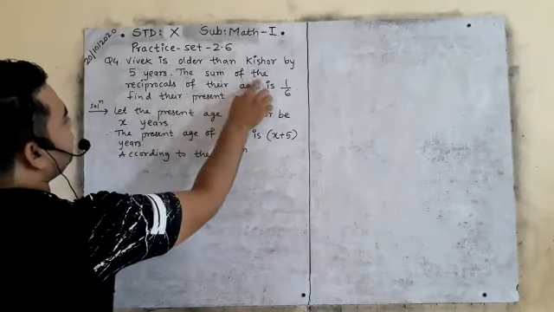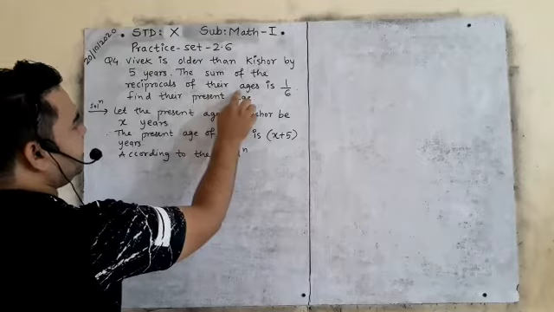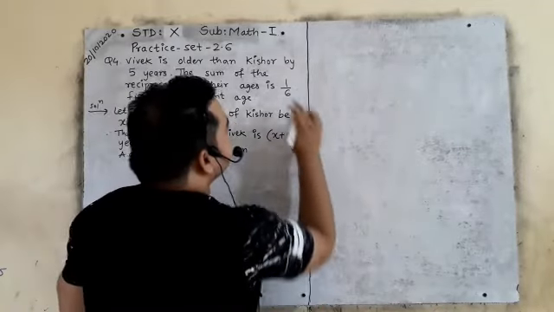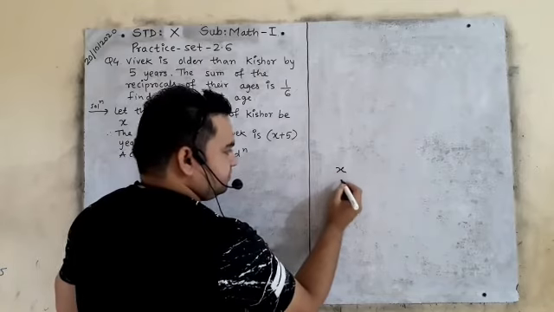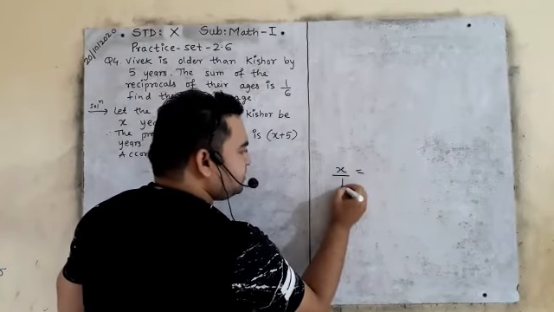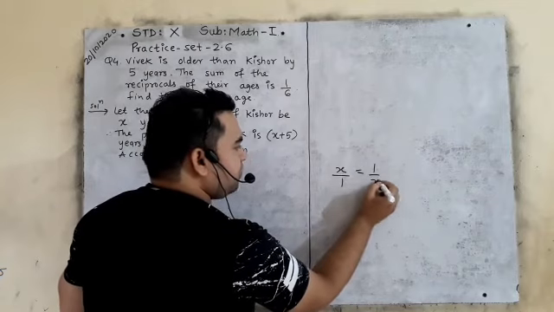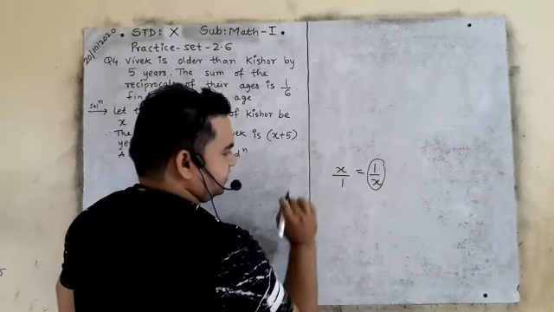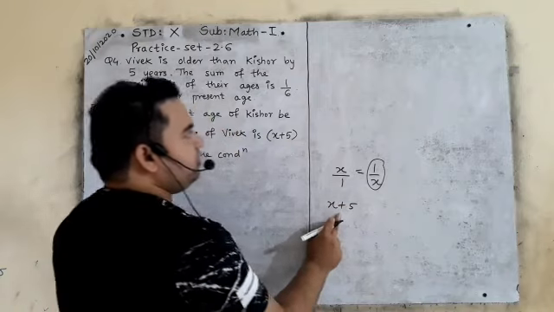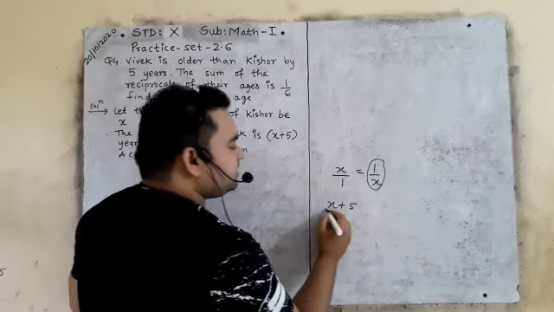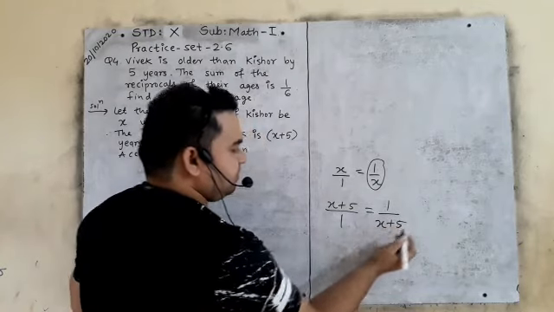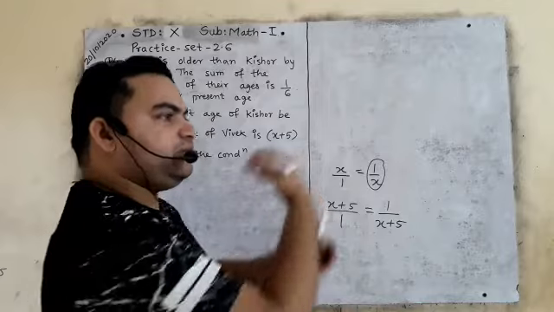Okay, so look at the board. The sum of the reciprocals of their ages. Kishore's age is x. What is the reciprocal of x? It is 1 upon x. Now x plus 5 is the age of Vivek, so its reciprocal is 1 upon x plus 5. I hope you understood the reciprocal.